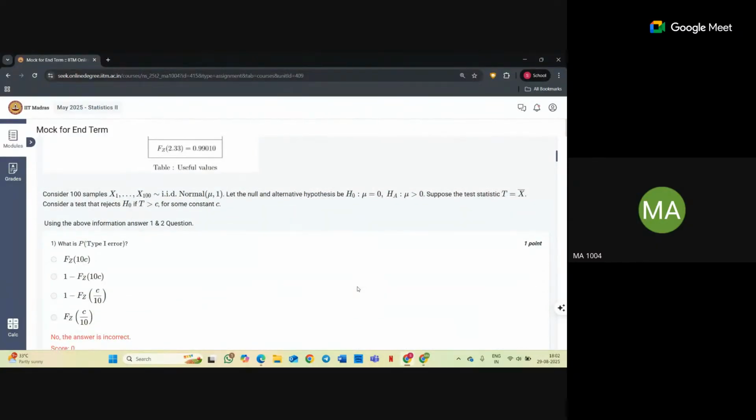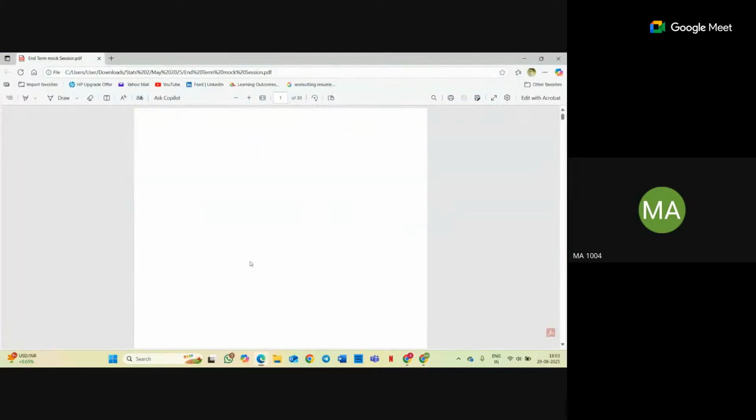So the first question is: consider 100 samples x1 to x100, which are IID normal(mu, 1). Let the null and alternative hypotheses be mu equals 0 and mu greater than 0. Suppose the test statistic is x bar. Consider a test that rejects H naught if T is greater than c. What is the probability of type 1 error? That is rejecting H naught when H naught is true. So we need to find alpha.